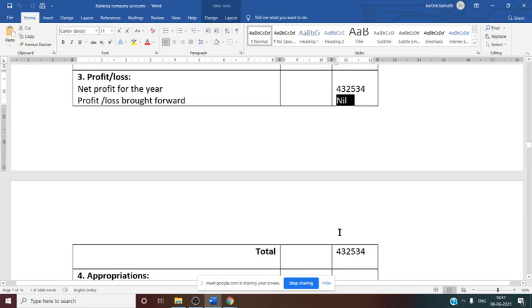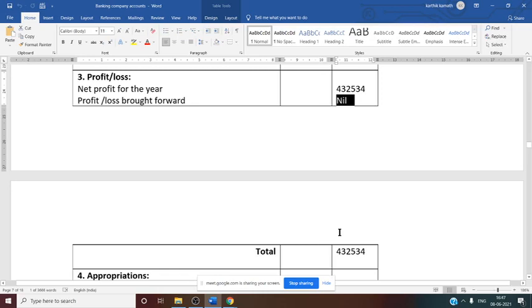Next you have to see appropriation. Under appropriation we know first you have to appropriate 20% to the statutory reserve, then other reserves you can do, then if there is any remaining balance you can give it to shareholders as dividend. So now if you see here, transfer to statutory reserve, they have given 20%. That is on the P&L net profit answer, 4,32,534, take 20%. If you take 20%, you will get transfer to statutory reserve, that is 86,507. So that answer is over.